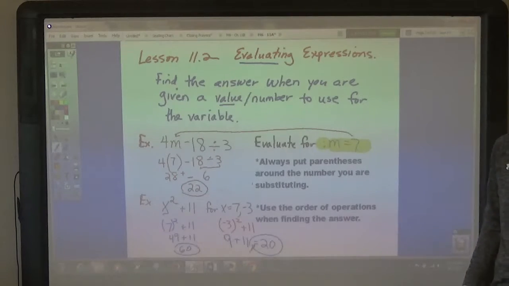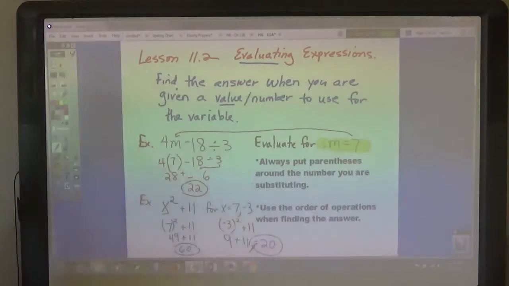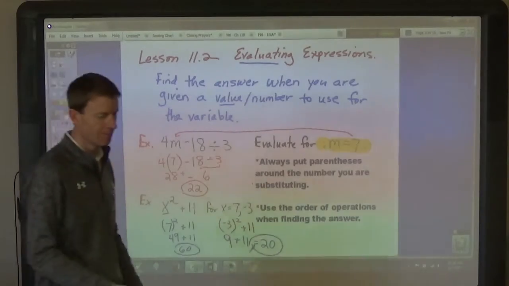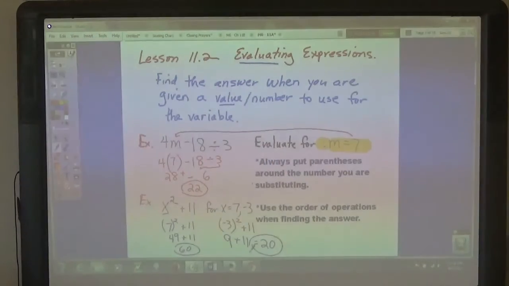Isn't that awesome? All right, here's what I want you to do. Turn to page 320 and do 1, 3, and 4. 1, 2, 3, 4. Wait, no. Forget number 1. Do just 3 and 4. Yes, that's your homework.